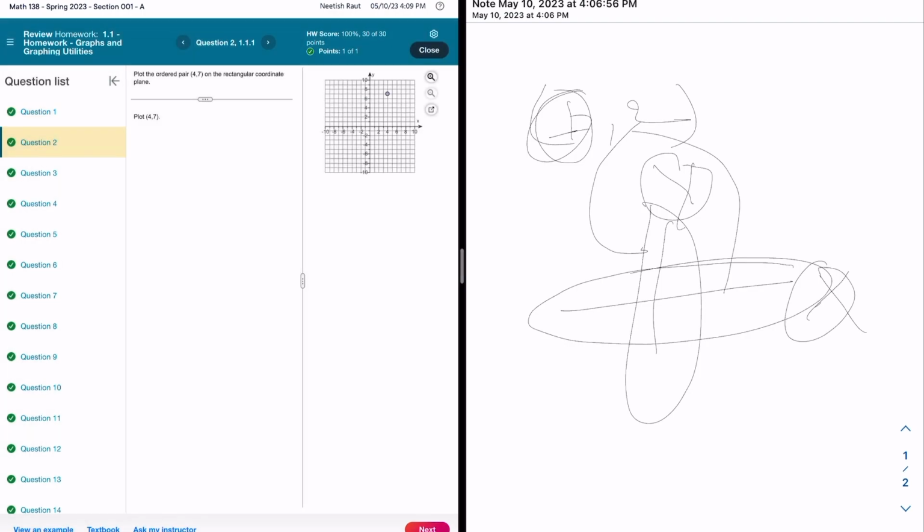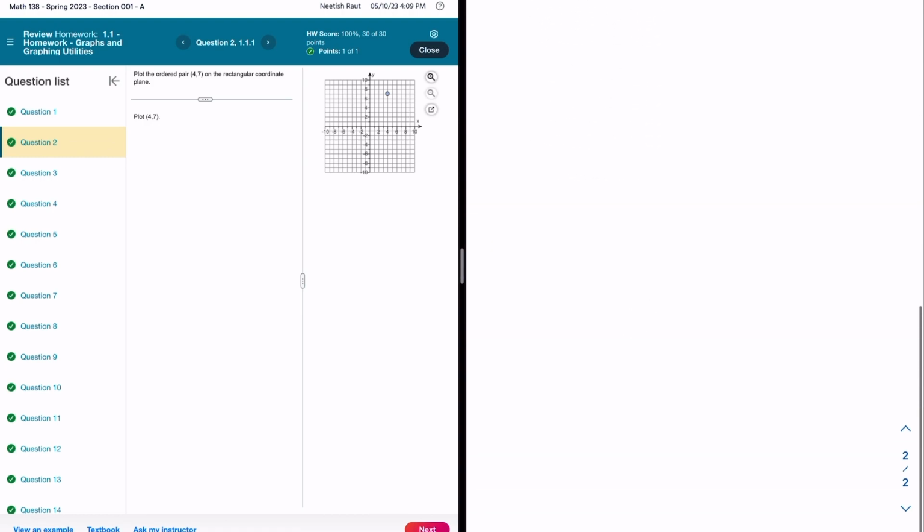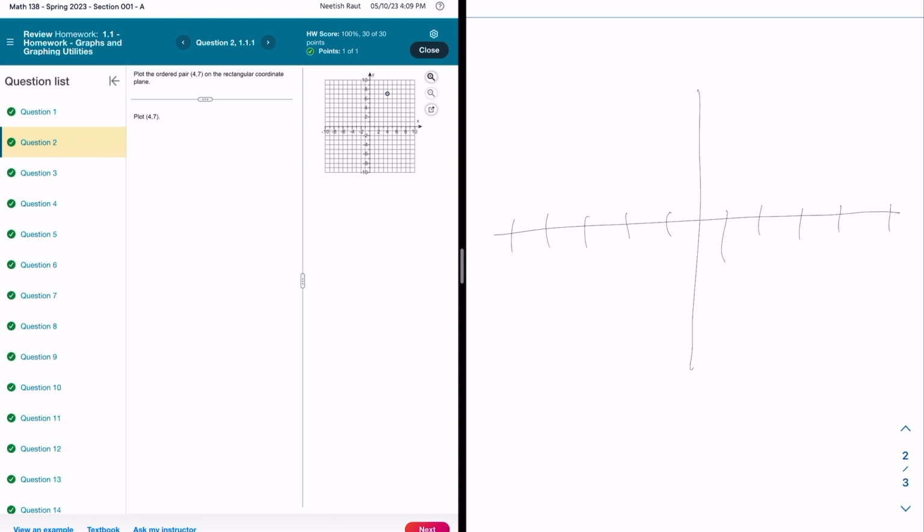Question number 2. It's asking us to plot (4, 7). We already know that on a rectangular graph coordinate, we can plot the given number here. Let me draw the plane first: 1 2 3 4 5, minus 1 minus 2 minus 3 minus 4 minus 5, and 1 2 3 4 5, minus 1 minus 2 minus 3 minus 4 minus 5. So this graph is called the rectangular coordinate plane.